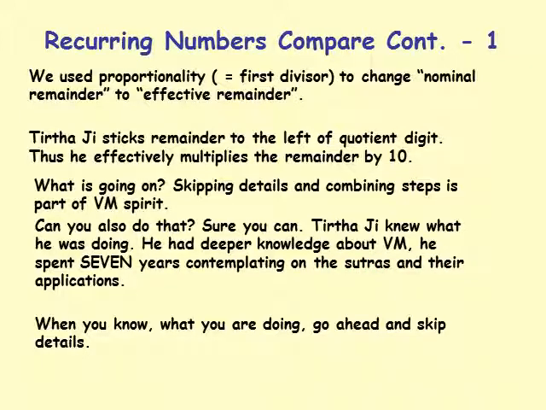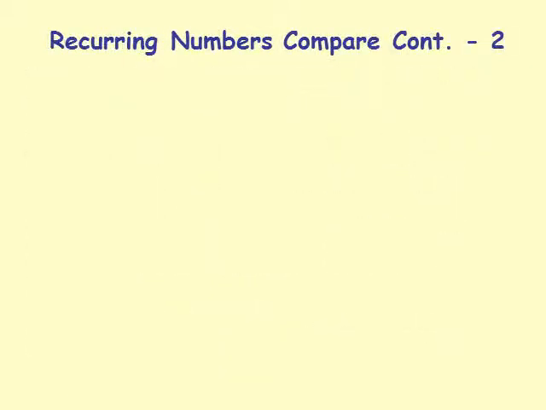Let's continue. When you know what you're doing, go ahead and skip the details. But I have to show you the details so that you know what's going on. Tirthaji can skip the details because he knows what's going on, and he knows he can skip the details and still get the results. At least in this chapter on reckoning numbers, he didn't tell anyone what the details he was skipping over were. So let's continue with the same, comparing with reckoning numbers. Let's continue here.